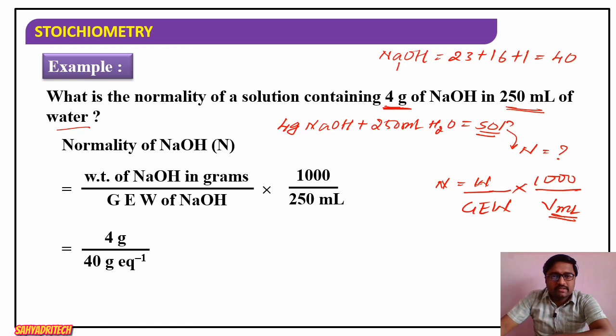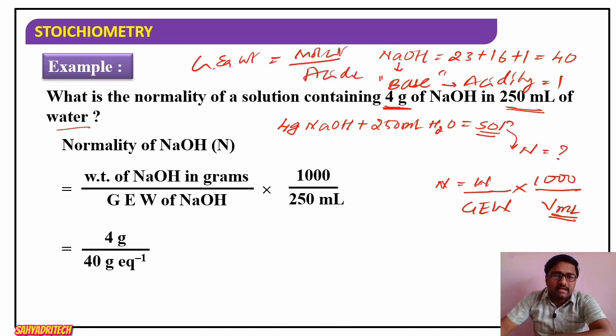Sodium hydroxide is a base. We know the equivalent weight for a base uses acidity. What is the acidity of sodium hydroxide? Acidity is 1. So gram equivalent weight is equal to molecular weight divided by acidity for a base, right? The molecular weight here is 40 and the acidity is 1. Therefore its gram equivalent weight is 40 gram per equivalent.